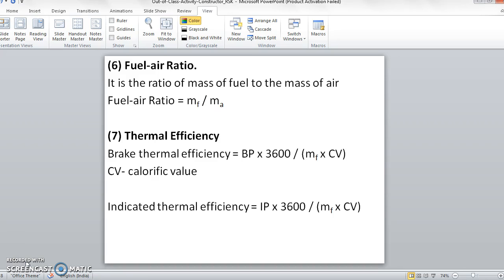Brake thermal efficiency is the ratio of brake power to the amount of heat supplied by combustion of fuel. So the equation will be BP × 3600 divided by mf × C. Indicated thermal efficiency is the ratio of indicated power to the heat supplied in the form of combustion of fuel. The equation will be IP × 3600 divided by mf × C.